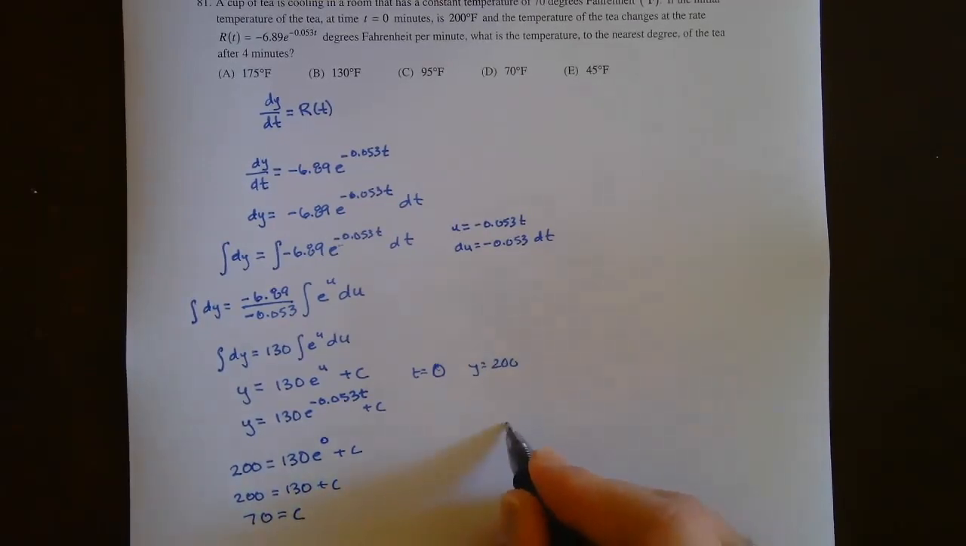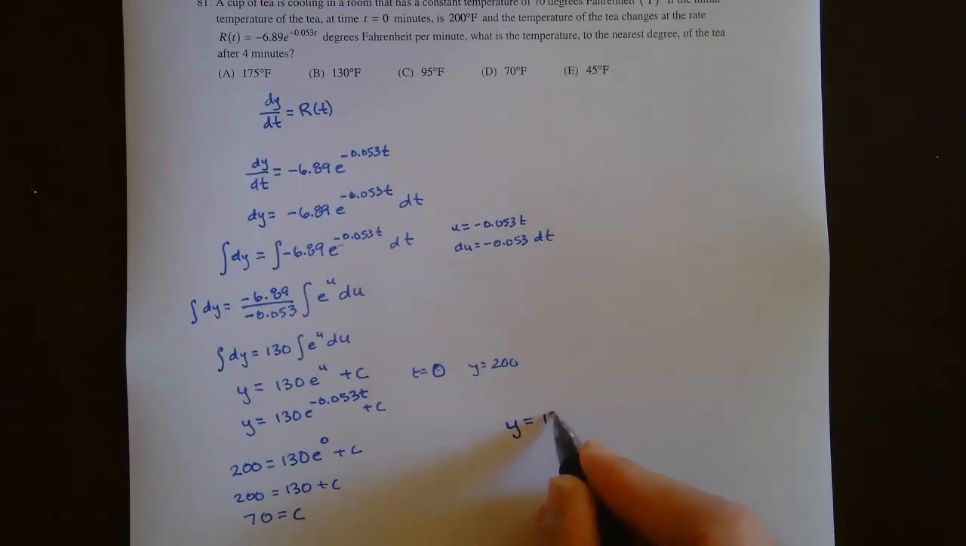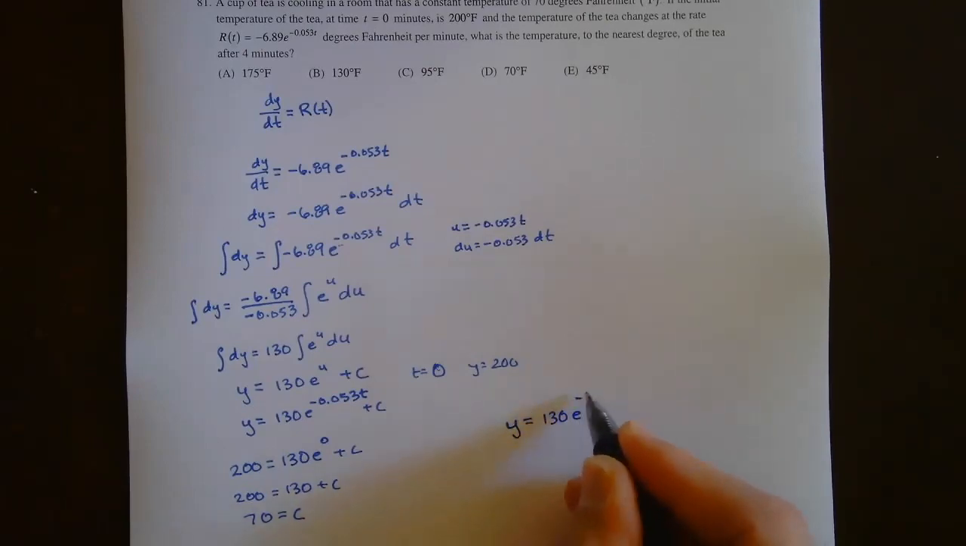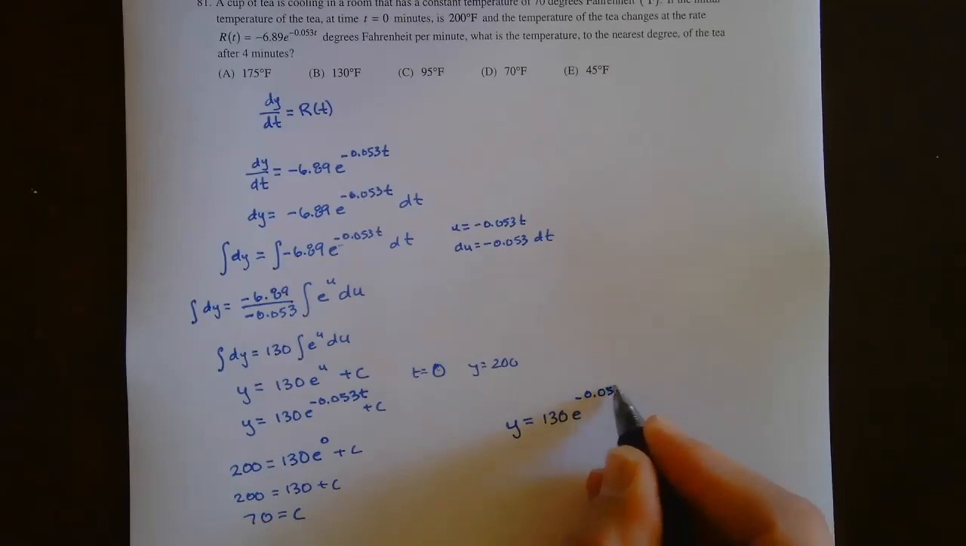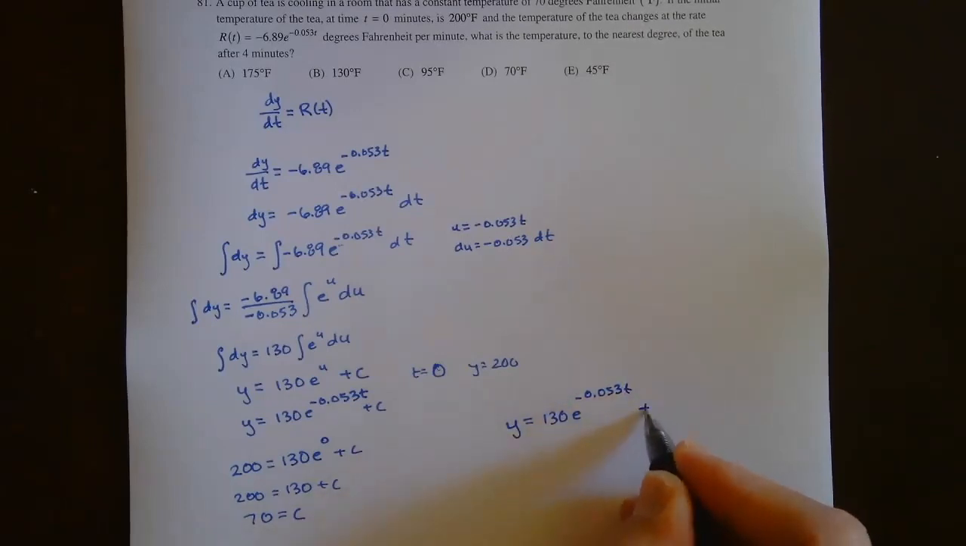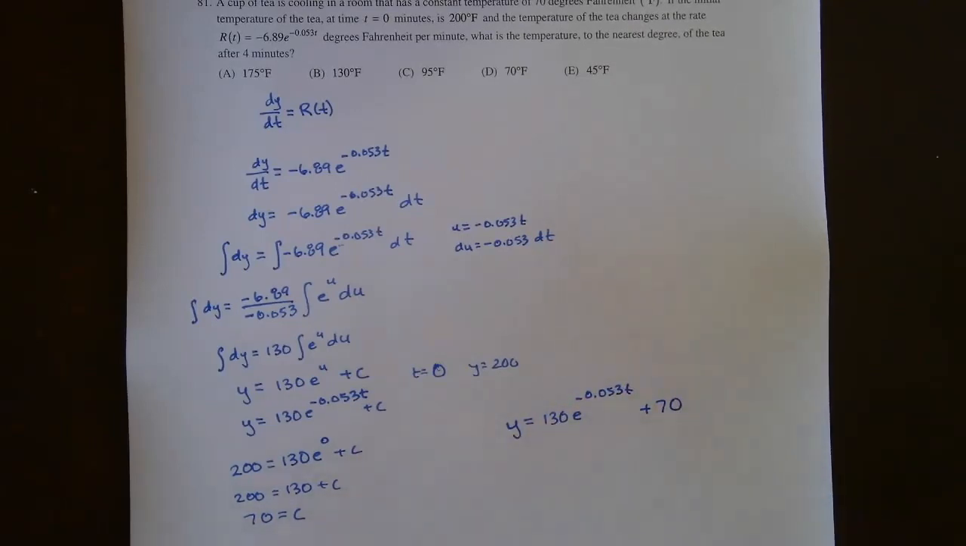Okay, so that means y must equal 130 e to the negative 0.053t plus 70. And now I just put 4 in here, right? So y is equal to 130 e to the negative 0.053 times 4 plus 70. Okay, and if you put that in your calculator and we round to the nearest whole number, right?